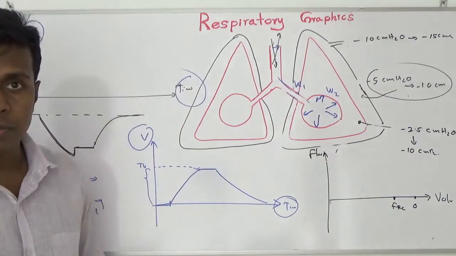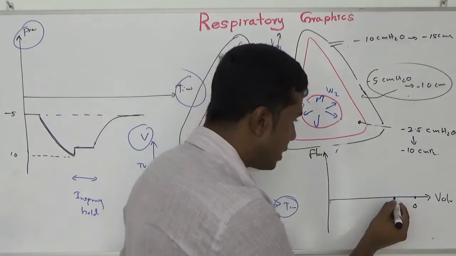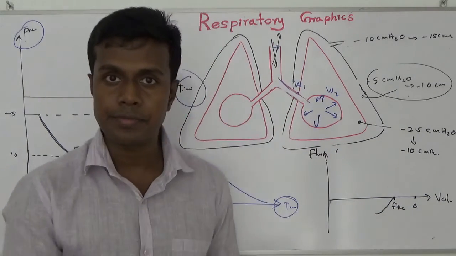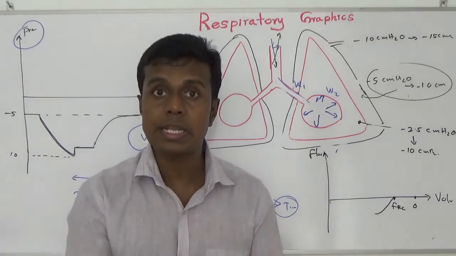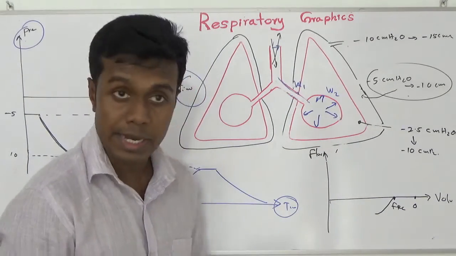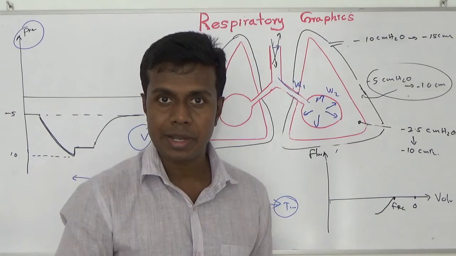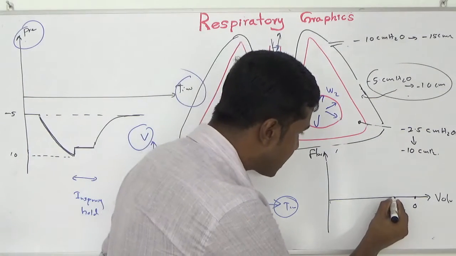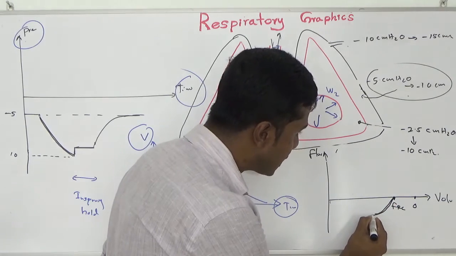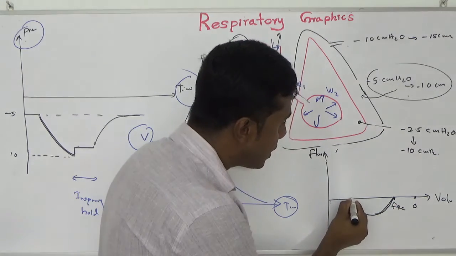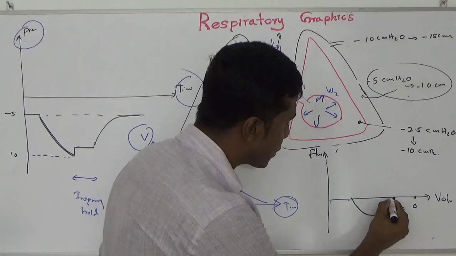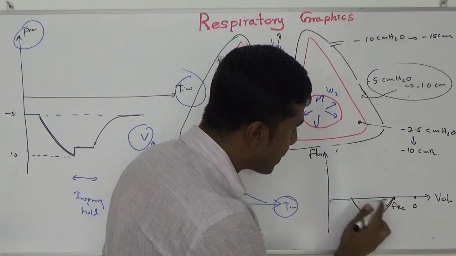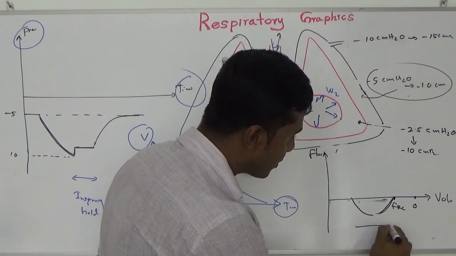I am going to start breathing from functional residual capacity. Then I am going to inhale air. That inhalation flow I am going to take as negative. In the previous inhalation I took flow as positive, but here I am going to take that inspiratory flow as negative. Then I come to my tidal volume from here to here. Functional residual capacity plus tidal volume is there.